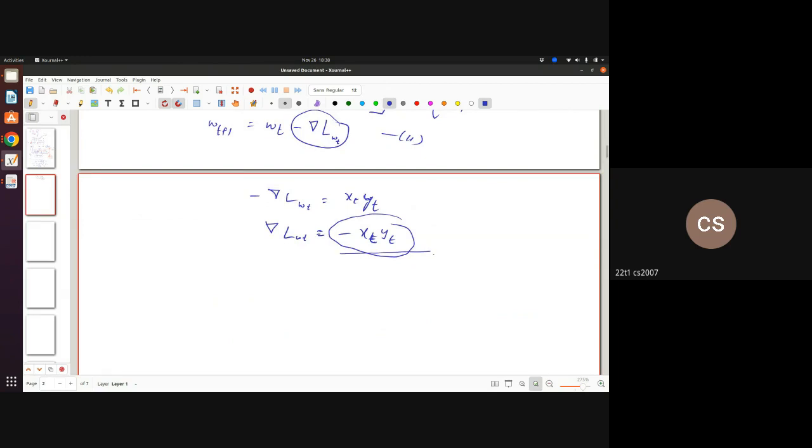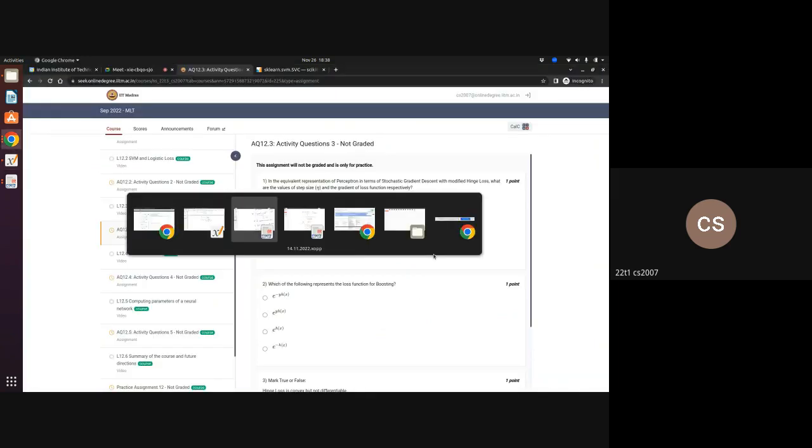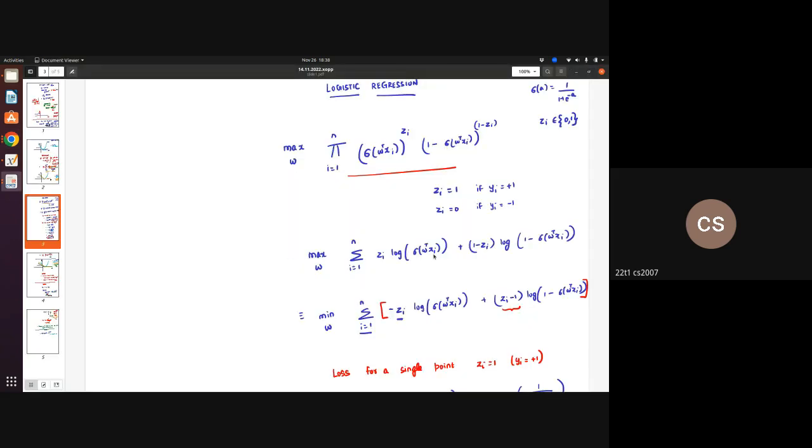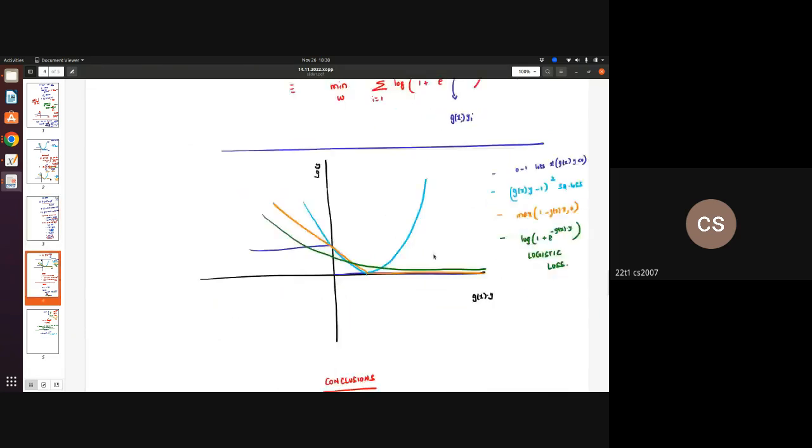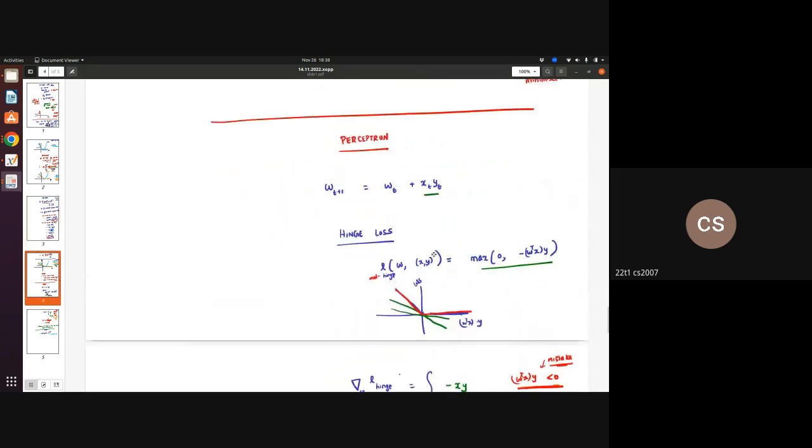Now, if you look at the hinge loss, I want to show this to you. So if you look at the hinge loss function that we have already seen, which is equal to max of 0 comma minus W transpose X into Y, right? And this red one is your hinge loss.